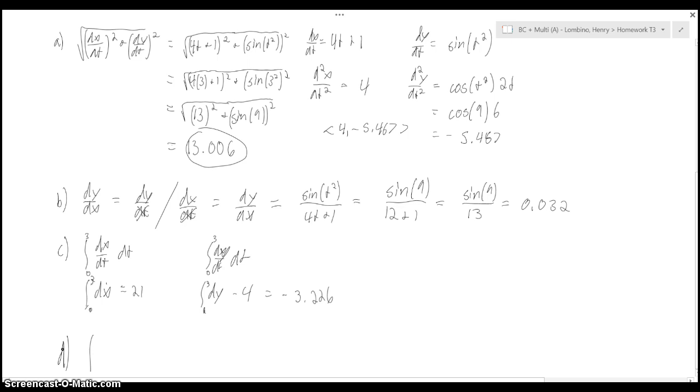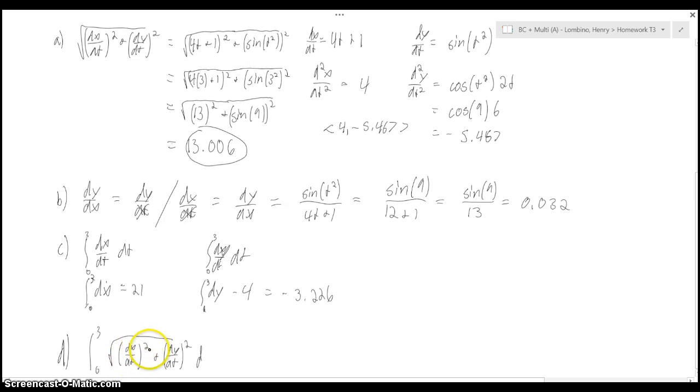Okay, so we have the integral from 0 to 3, because we have time, of the square root of (dx/dt) squared plus (dy/dt) squared, dt. And of course, again, this is one of those problems where you have that, and then you can just plug it into your calculator.